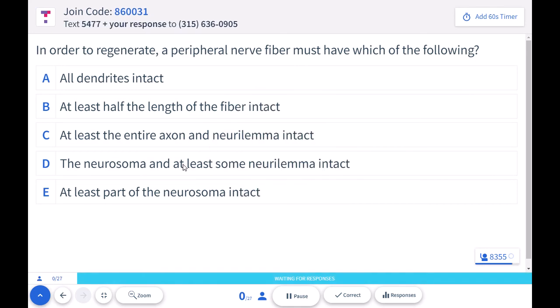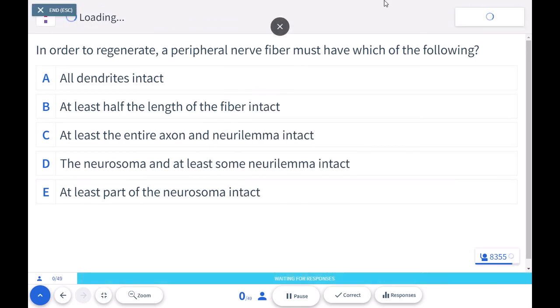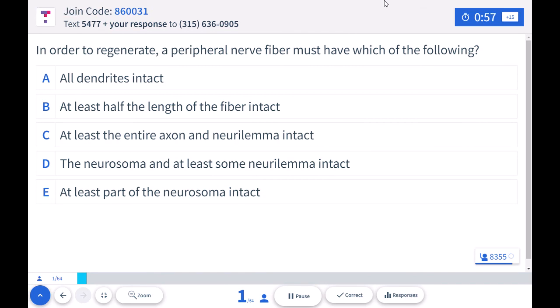So let's have another review question. In order to regenerate, a peripheral nerve fiber must have which of the following? All of the dendrites intact, at least half the length of the fiber intact, at least the entire axon and neurolemma intact, the neurosoma and some of the neurolemma, at least part of the neurosoma. So when we think neurosoma, think cell body of the neuron. When you think neurolemma, think of the Schwann cells.